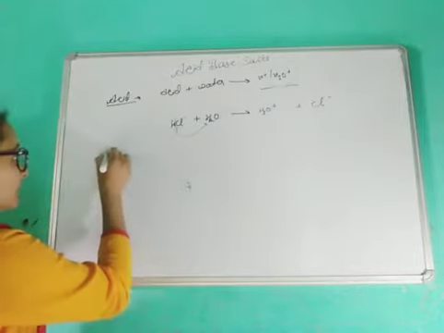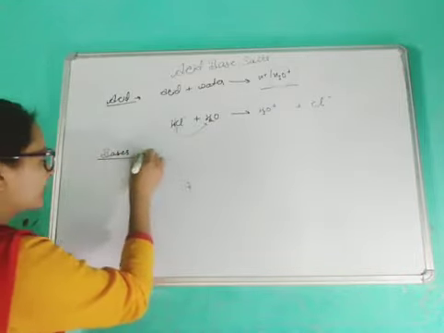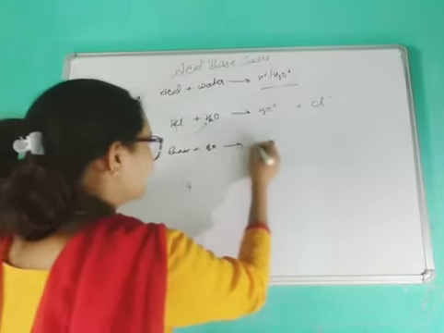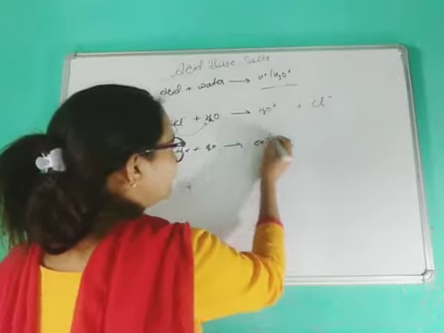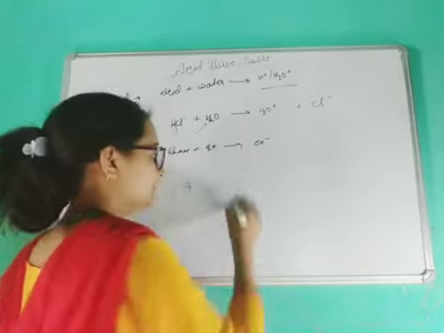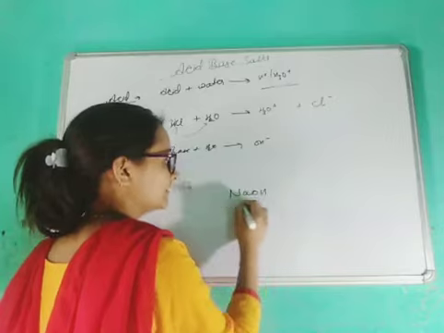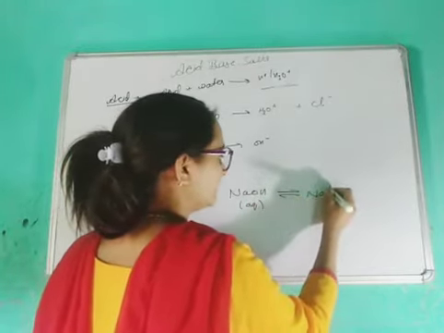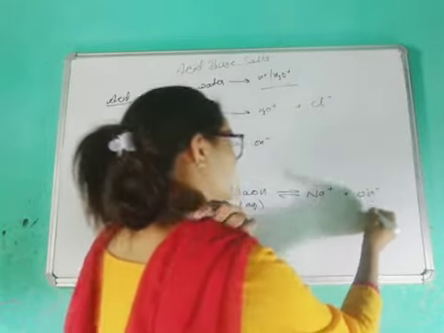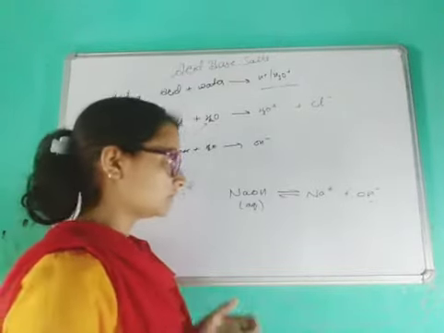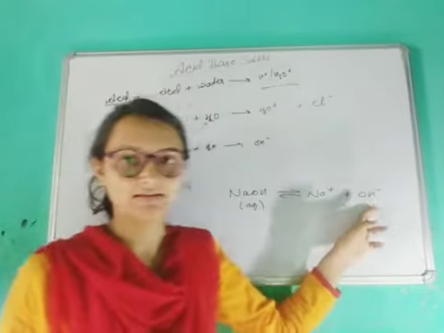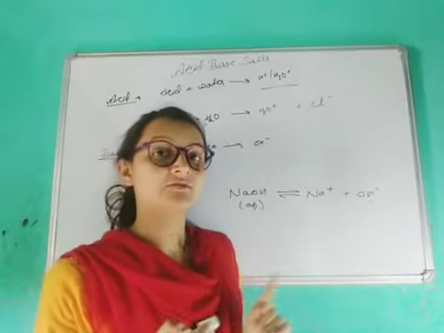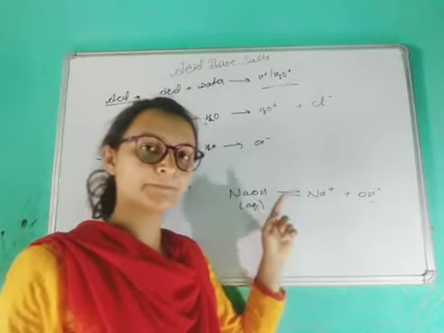On the other hand, what are bases? Bases on dissolving in water give OH negative ions. For example, NaOH is a base. If we form its aqueous solution, it will give Na positive and OH negative ions. So those compounds which release OH negative ions on dissolving in water are called bases, and those which release H positive ions are acids.